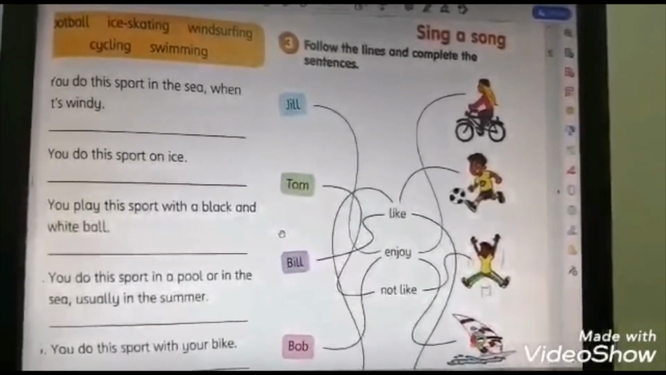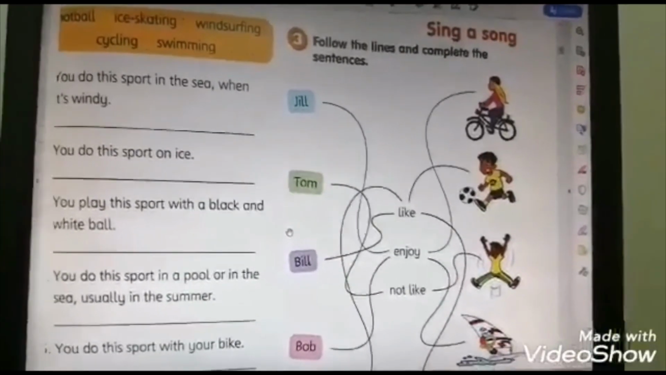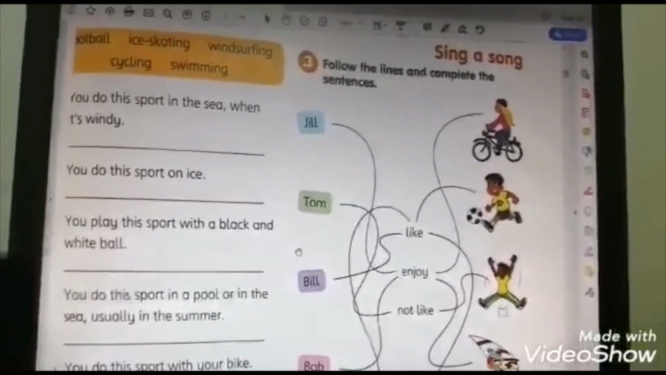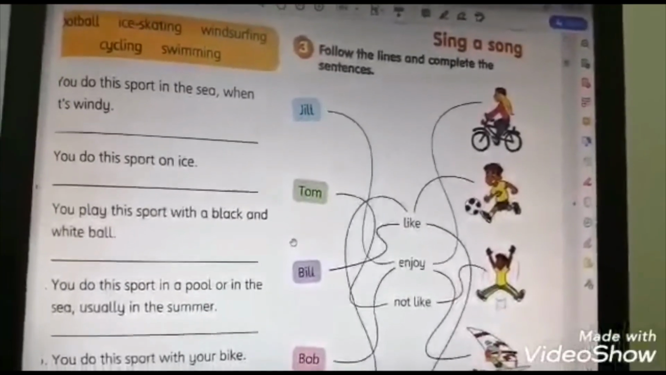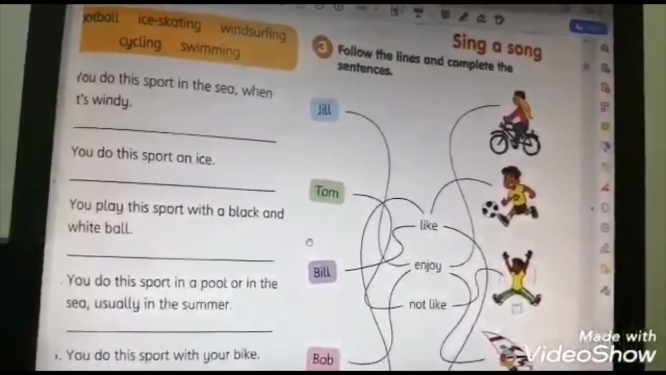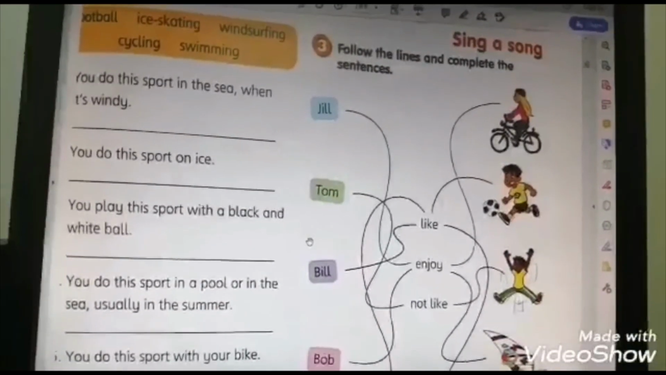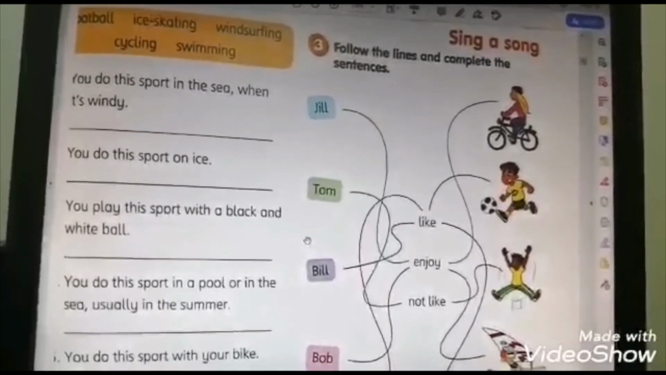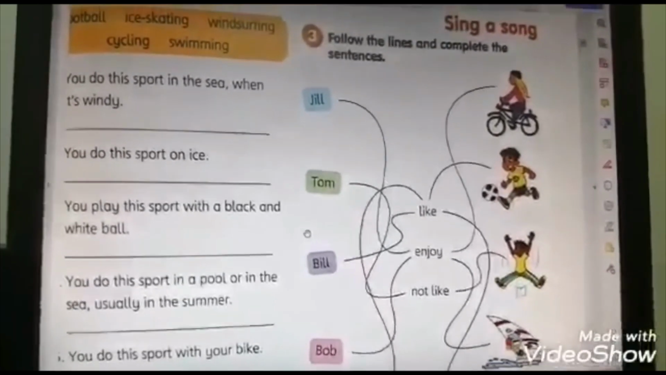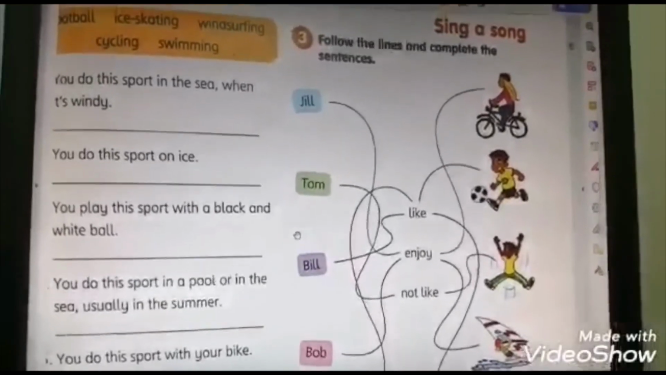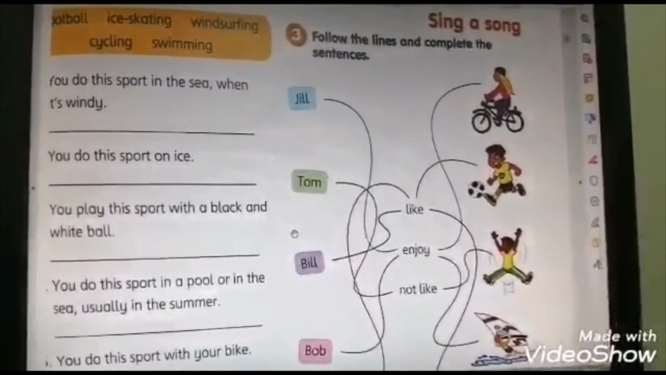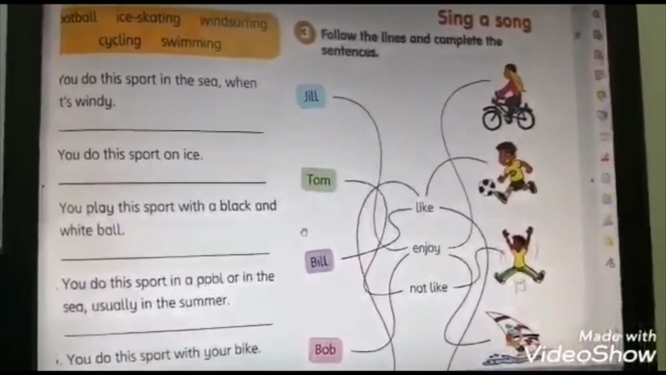Now let's have a look at your workbook. Workbook page number 77. As you can see, there are some activities. Read and write the sport. Activity 2, read and circle. And activity 3, follow the lines and complete the sentences. You know very well how to finish this task. I really appreciate it if you finish your task and send me pictures, and you can even make a video.